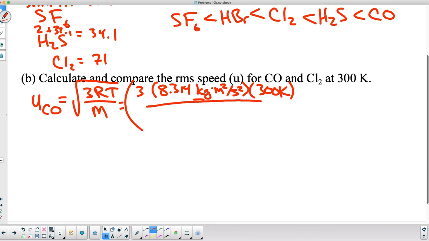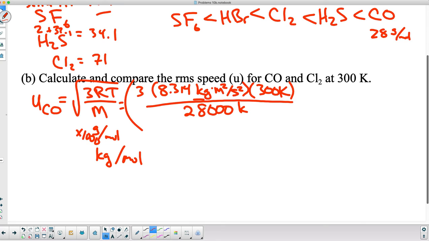All of this is going to be divided by, now notice I have the kilograms, and here's what I was talking about. The M here is for molar mass, and molar mass is in grams per mole. Now here's what I need to do. If I want to change this to kilograms per mole, which we can, I would be dividing whatever the grams are by 1,000, and that would give me kilograms. So CO is 28 grams per mole.